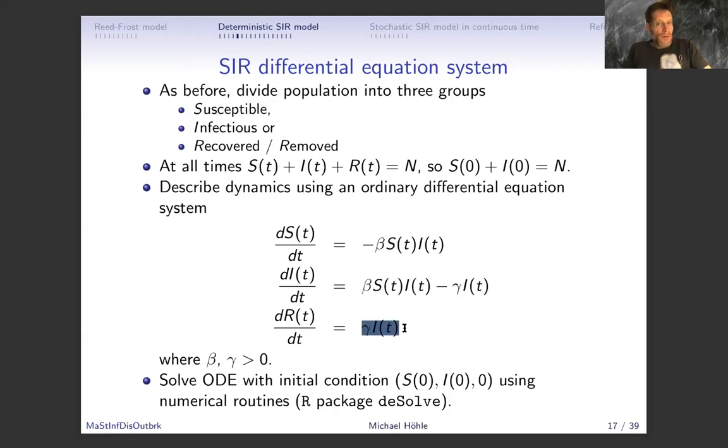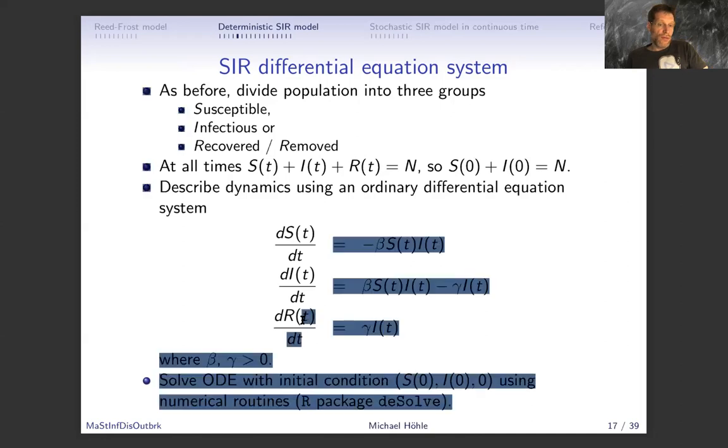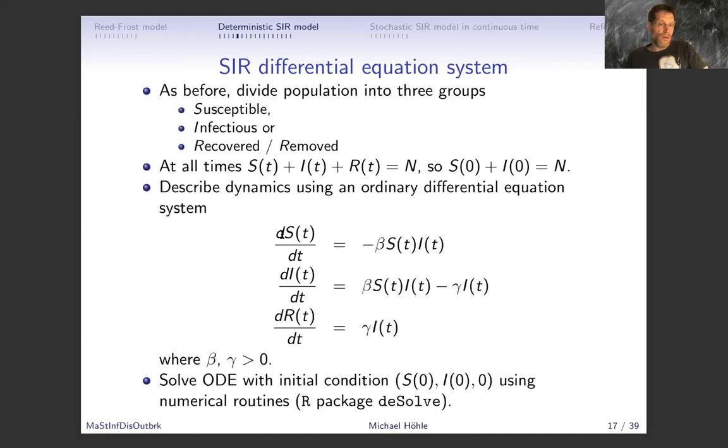So please note, since this is a closed system, and Tom did it the same way, you don't really need to keep track of the recovered, because once you know the susceptible and the infectious, it's easy to know how many are recovered by simply reversing the equation. You have R of t is N minus S minus I, so no need to keep track of that.